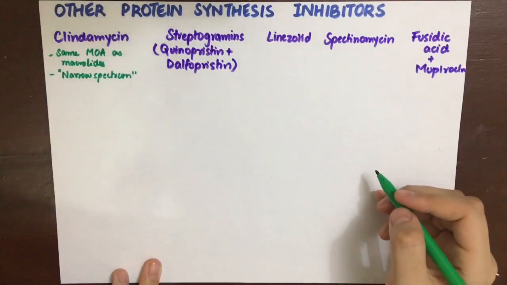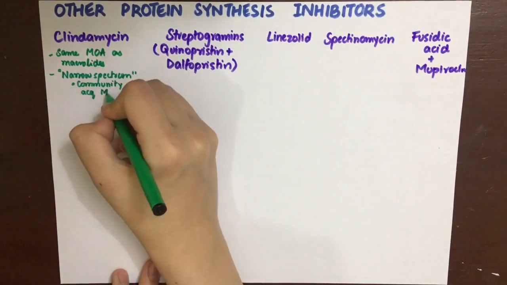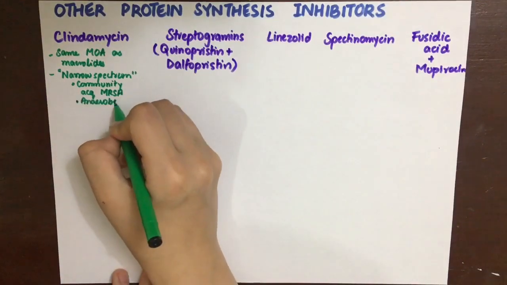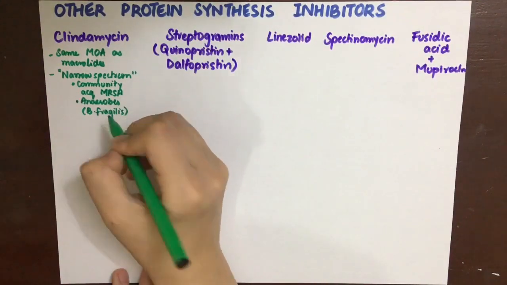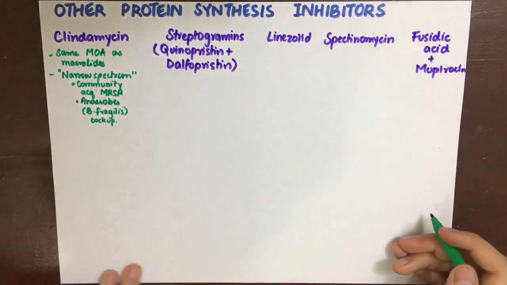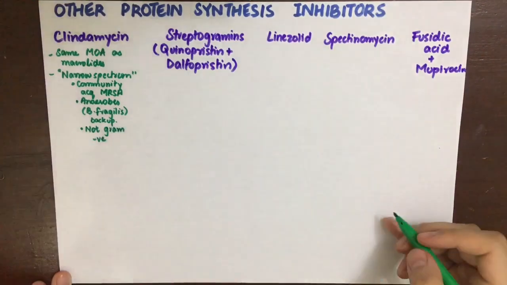as those for macrolides. It has a narrow spectrum of activity and can be used against gram-positive cocci such as MRSA and also against anaerobes such as Bacteroides fragilis as a backup drug. Now, one thing that you need to remember about clindamycin is that it is not active against gram-negative bacteria.